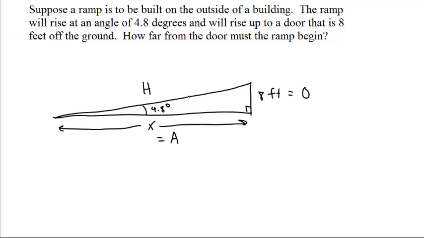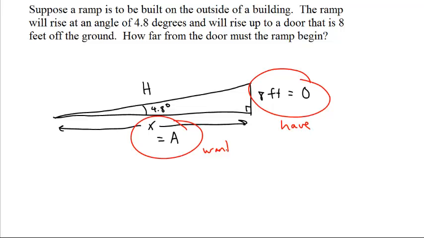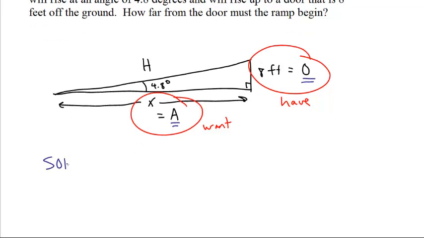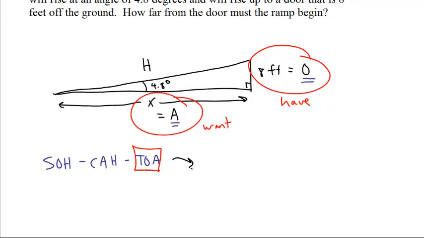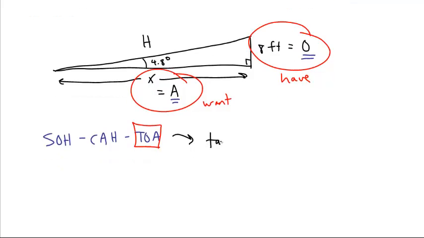Well, the first thing is, think about the information that you have and the information that you want. We have this, and we want this. So what we're dealing with is O and A. And then you think, SOHCAHTOA, and you say the one with O and A is tangent. So the tangent of an angle is O over A.